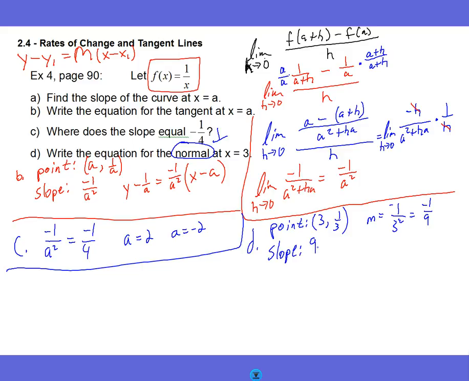Next, I now use my formula up there of y minus y1 is equal to slope times x minus x1. And there's my answer. I don't try and simplify it. It's that. That's it. No more.